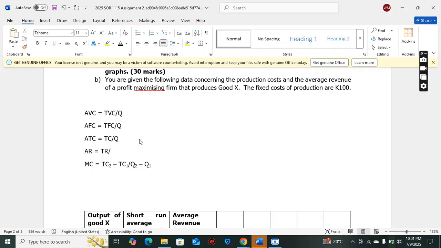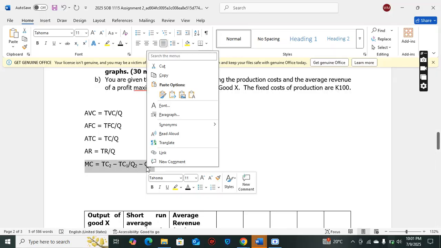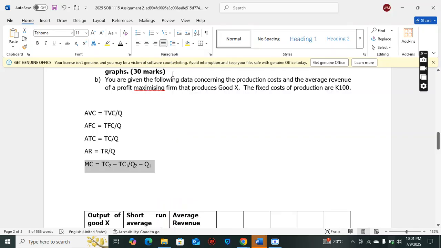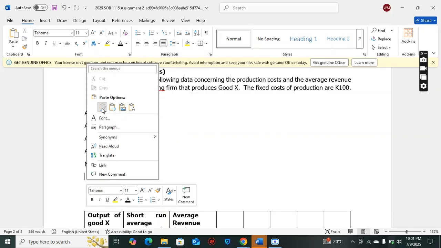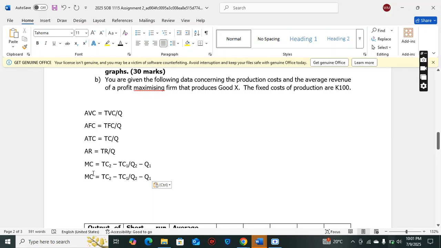Average revenue is total revenue over Q. So if you just remember one, then you remember all of them. Do not even get troubled by all of these formulae.